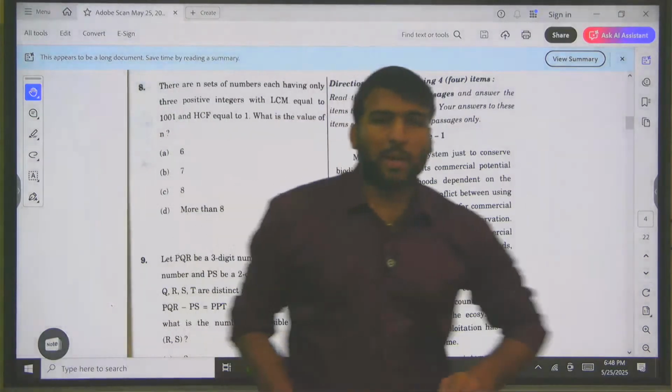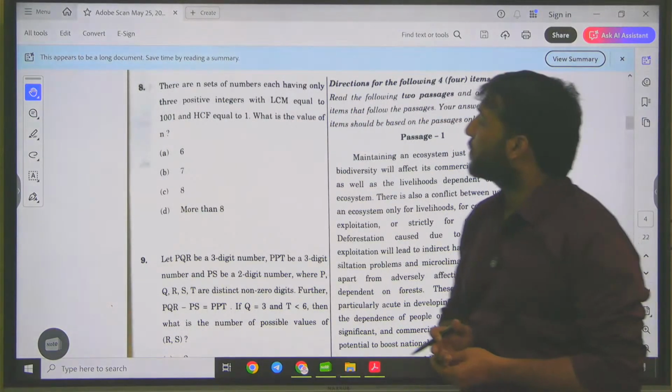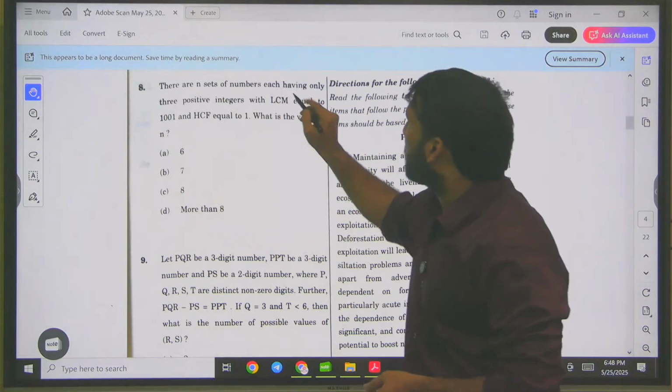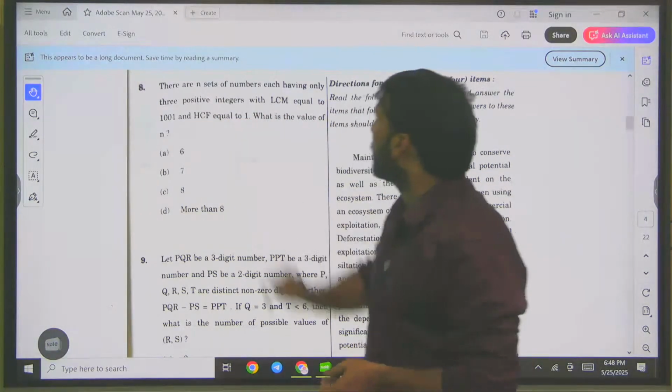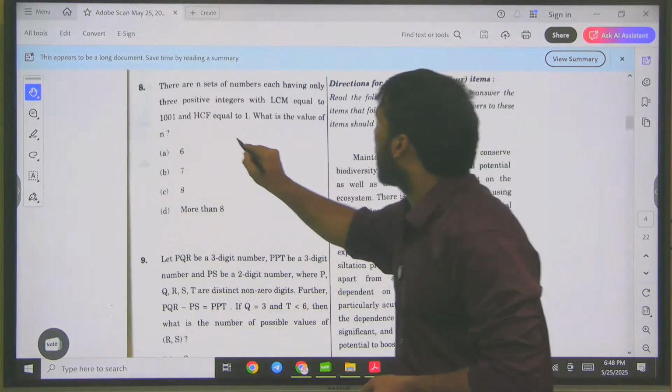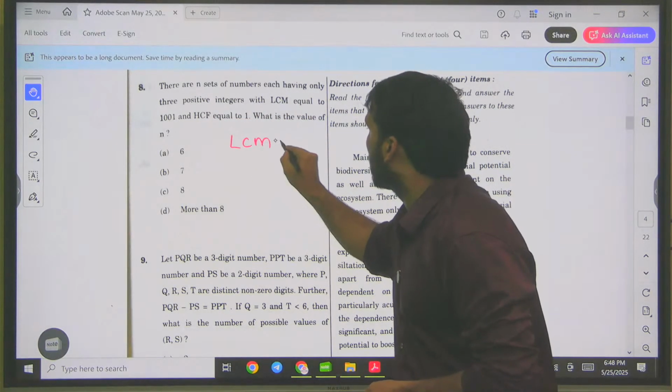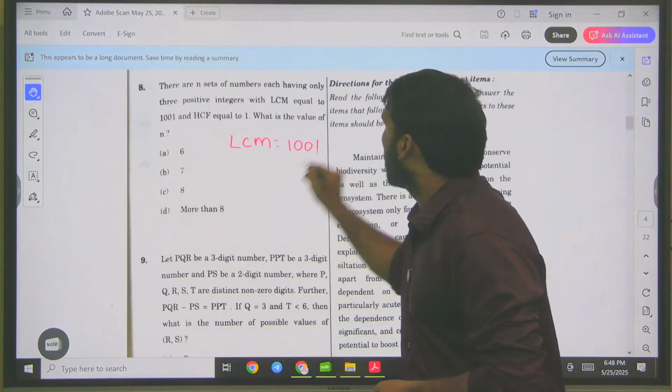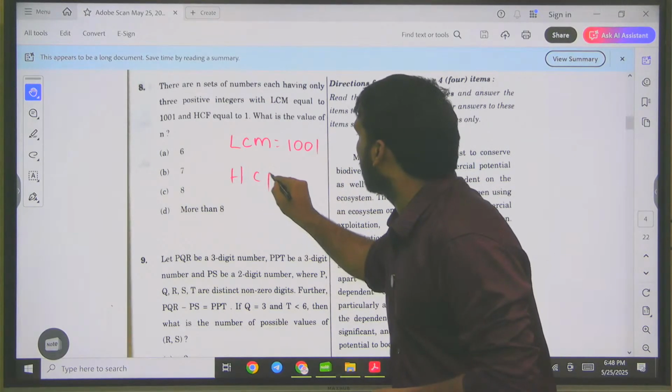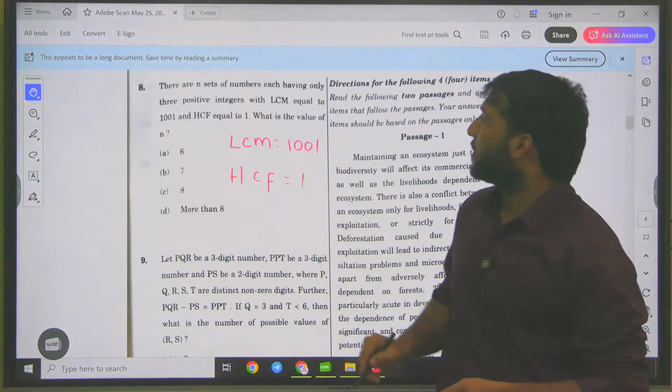Next question related to number systems. There are n sets of numbers, each having only 3 positive integers, with LCM equal to 1001 and HCF equal to 1. What is the value of n?